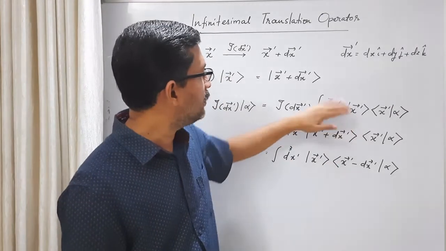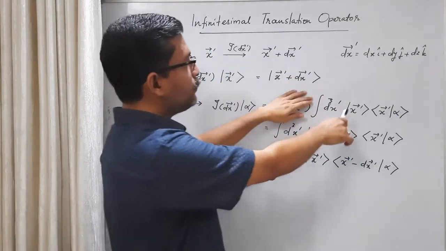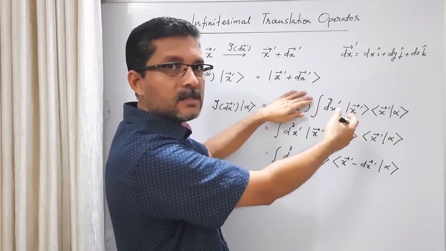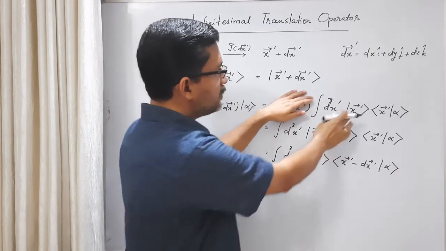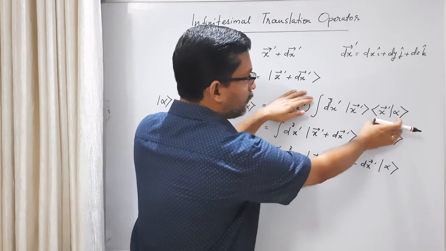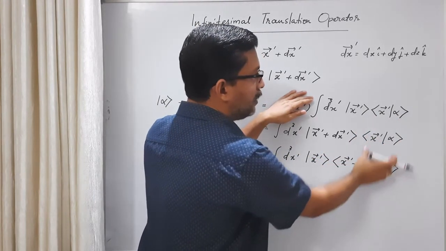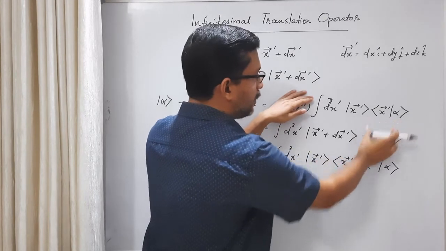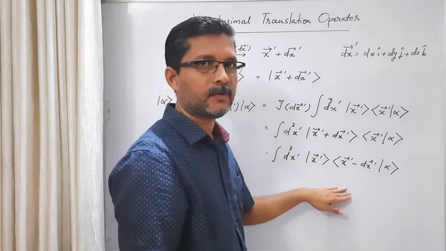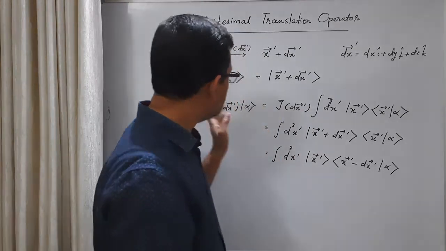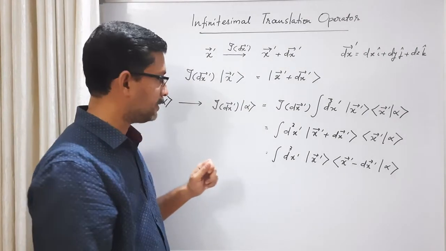See, this is the ket alpha before the infinitesimal translation operator acts on it. After the infinitesimal translation operator acts on it, this base ket remains the same. What is done is these expansion coefficients have now changed. Here it is the inner product between x prime and alpha. Here that expansion coefficient has been changed. That is the difference. So this is the action of the infinitesimal translation operator on a general ket.